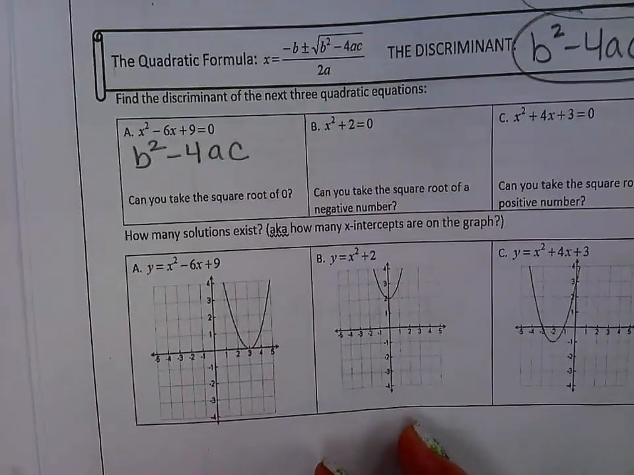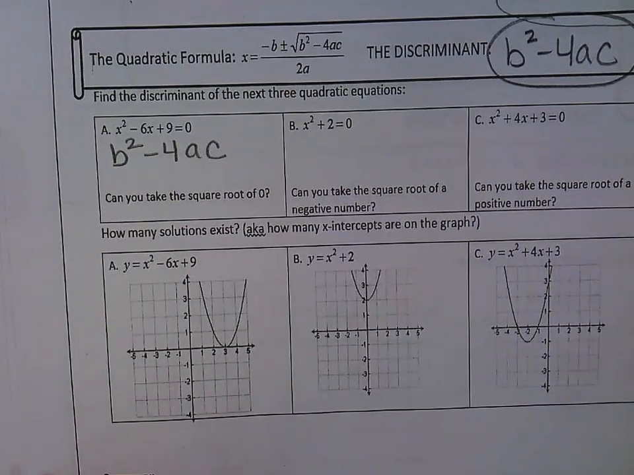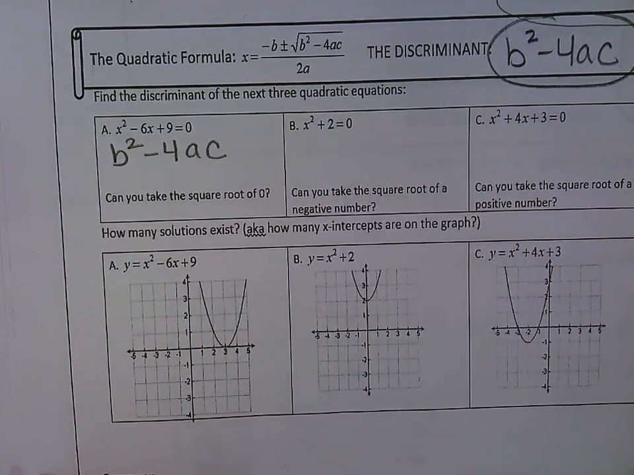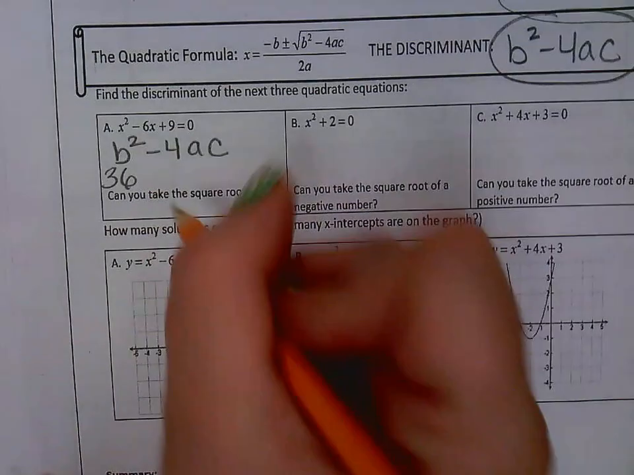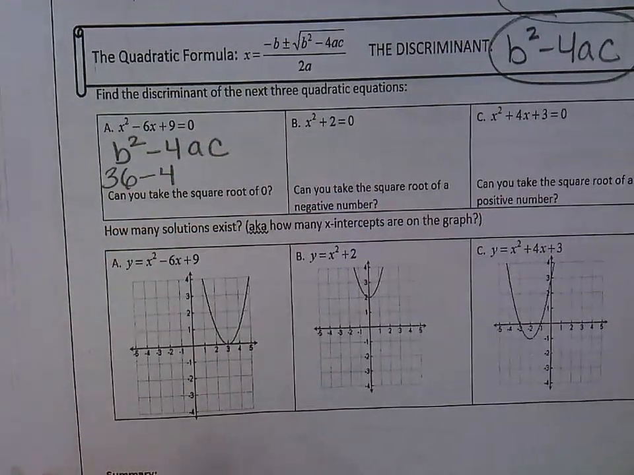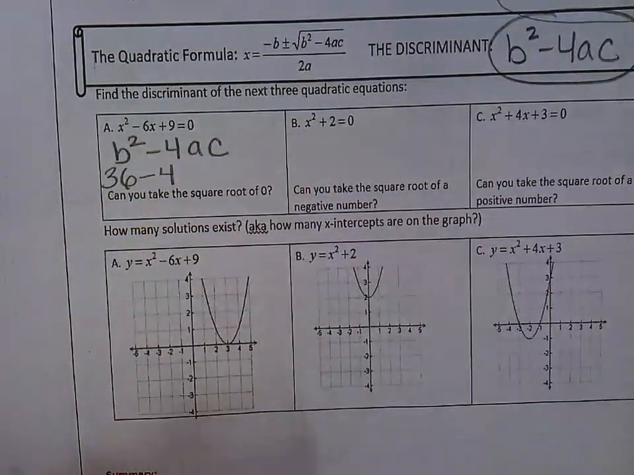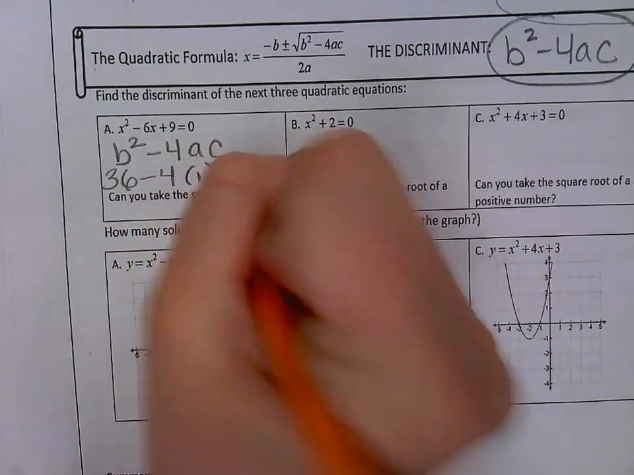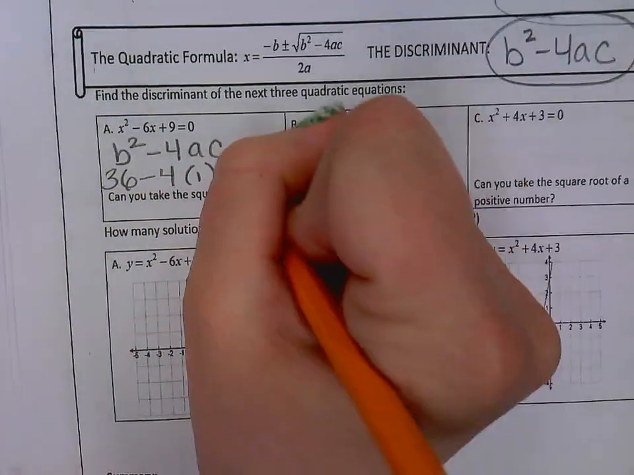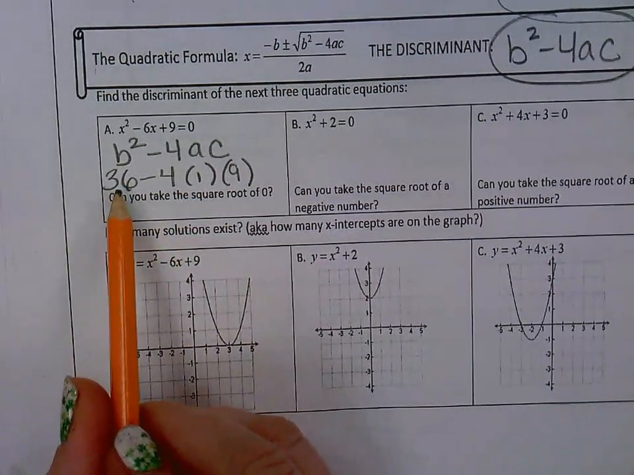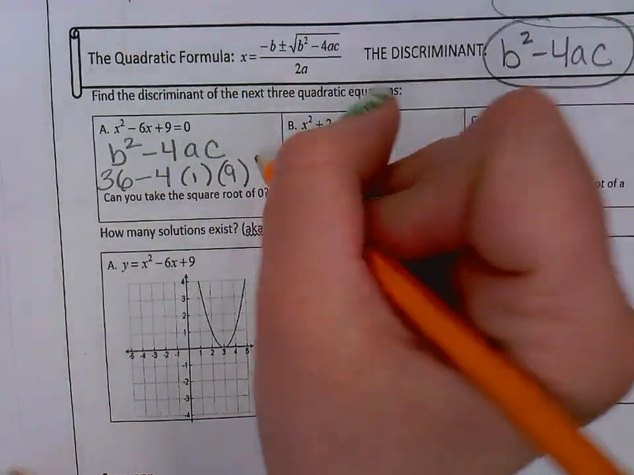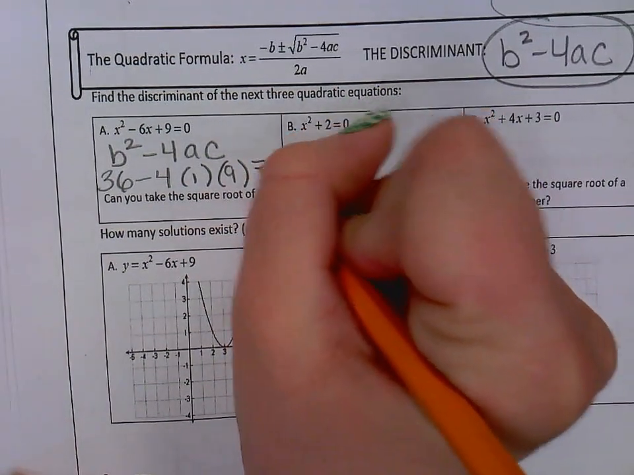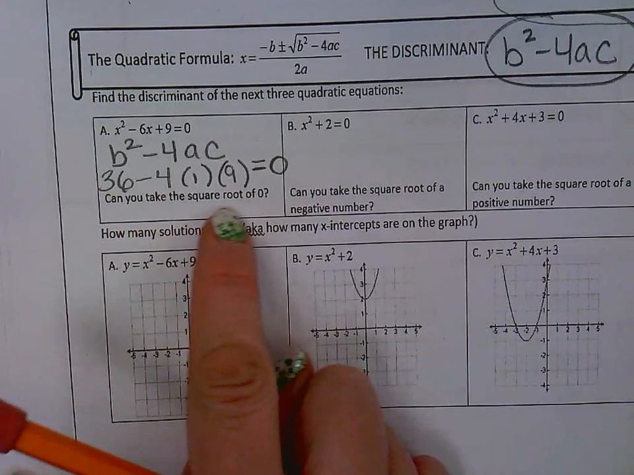This will get you good at the quadratic formula. What's B squared for part A? -6 times -6 is what? Positive 36. Minus 4, what's A in this problem? 1. And what's C in this problem? 9. Well, isn't this 36 minus 36? Because 4 times 9 is 36. How much does that equal? 0. So hypothetically, can you take the square root of 0?